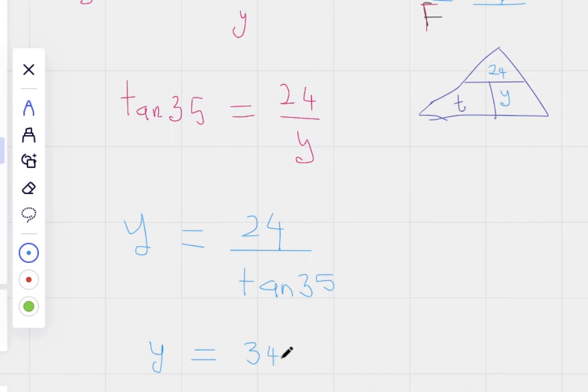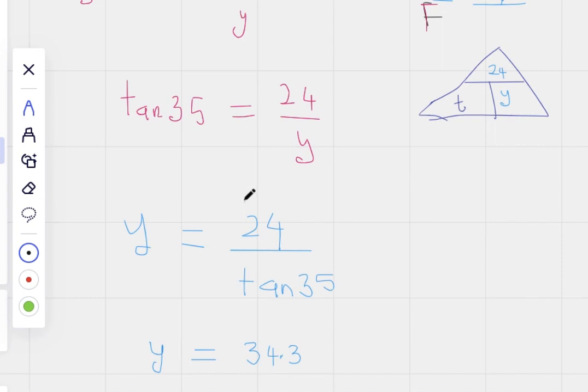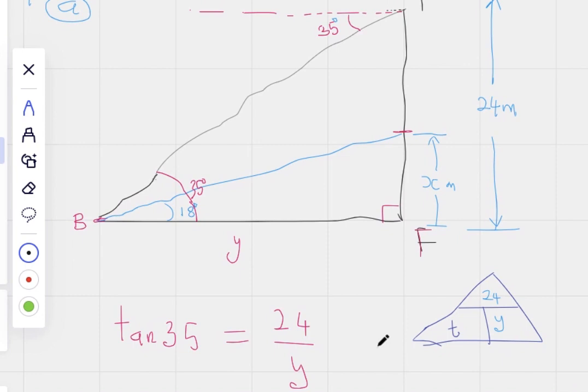Pause this video and put these values in your calculator and see if you get 34.3. If you get 34.3, then you're good to go. Key this in your calculator and see if you get 34.3 meters. Remember it's distance. It is the horizontal distance from the foot of the cliff to where the boat is.